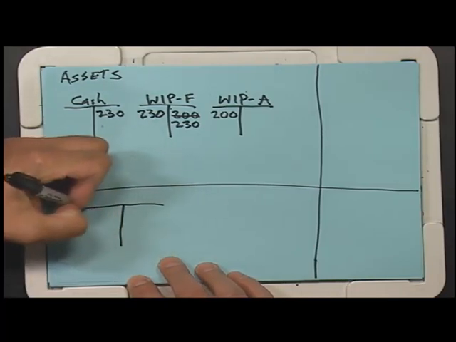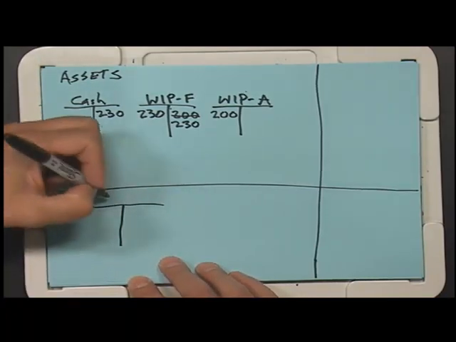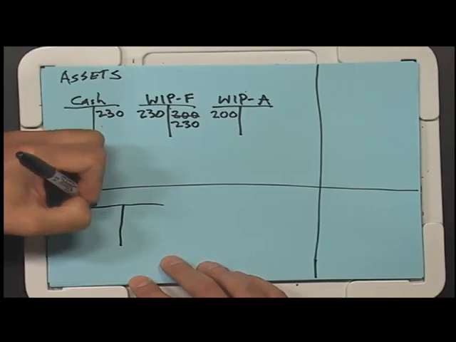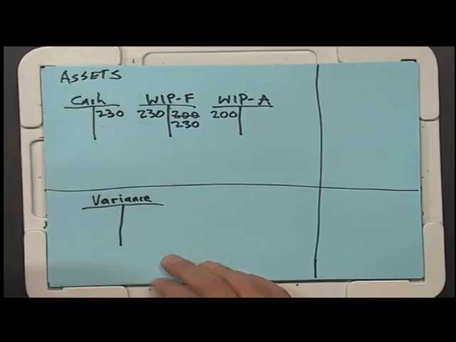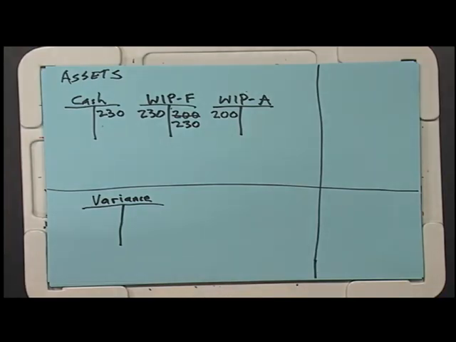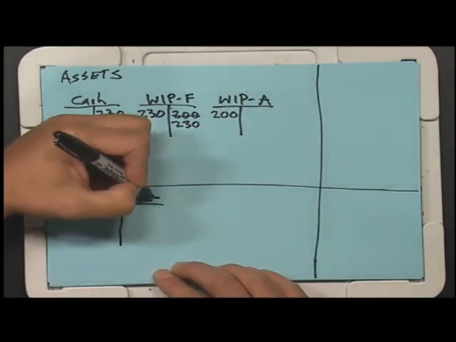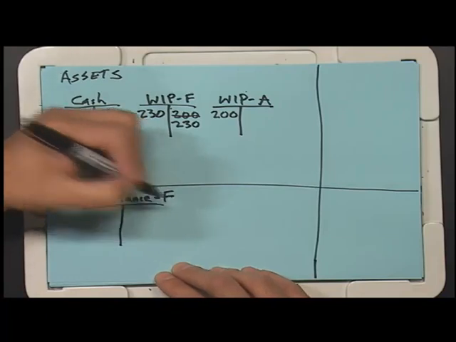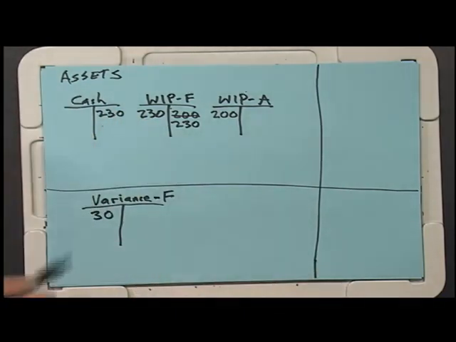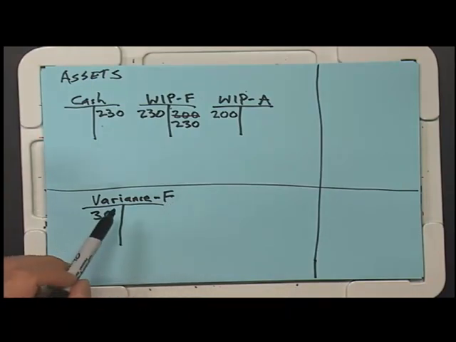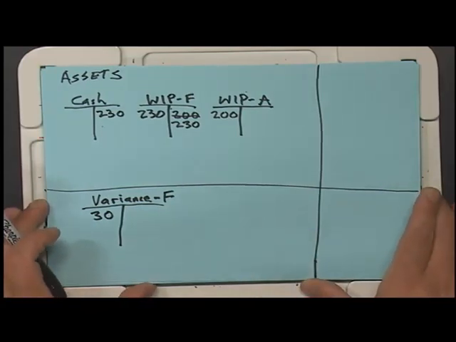We're going to put this on the income statement. And this is what's going to be called a variance account, in the sense that it's a deviation from the performance standards in the budget, and we're going to label it with an F, okay? Because this is the fabrication department's variance reflecting their cost overrun. They spent $30 more than they should have.